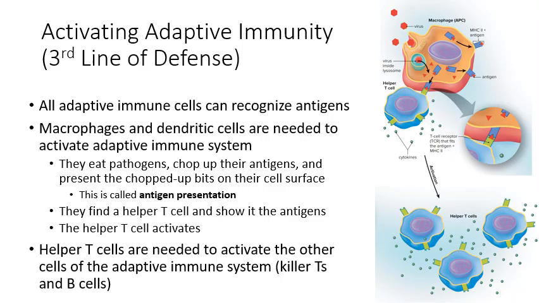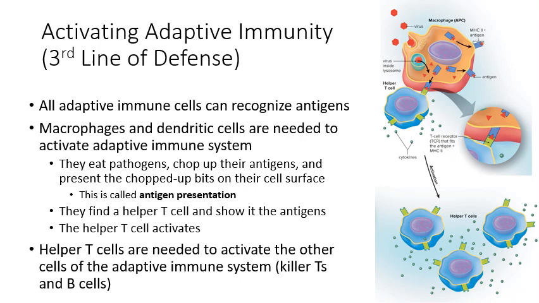Then the third line of defense, the adaptive immune system. This has three types of cells: the helper T cells, the killer T cells, and the B cells. Killer T cells, like the name suggests, they kill. B cells make antibodies, and helper T cells are used to turn on the other two cells.